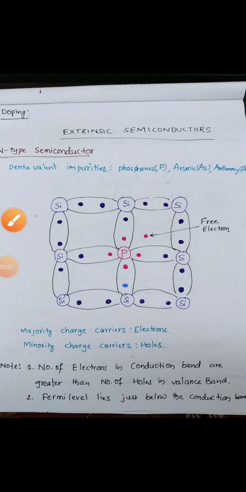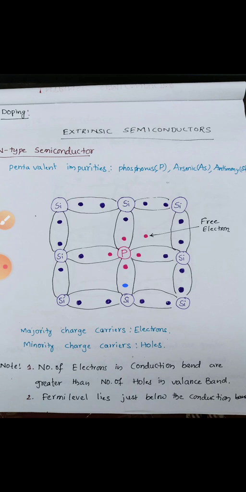Hello students, in this video we learn about extrinsic semiconductors. Extrinsic semiconductor means they are not pure semiconductors, they have some added impurities. So first of all, why do we need to add impurities?